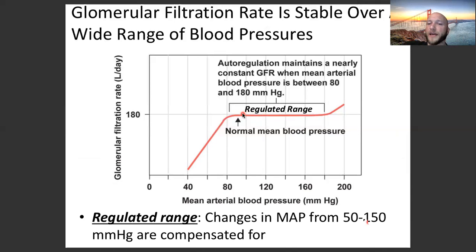Now what's going to happen if the blood pressure goes up to 250? If MAP goes up to 250, there will be bigger problems to deal with. But if MAP is at 250, then the body cannot regulate GFR, and there will be an increase in GFR because it's way outside this range of 50 to 150 or 80 to 180. What if MAP drops to 30? If MAP drops to 30, it will decrease GFR. But within this range, GFR is not going to change.